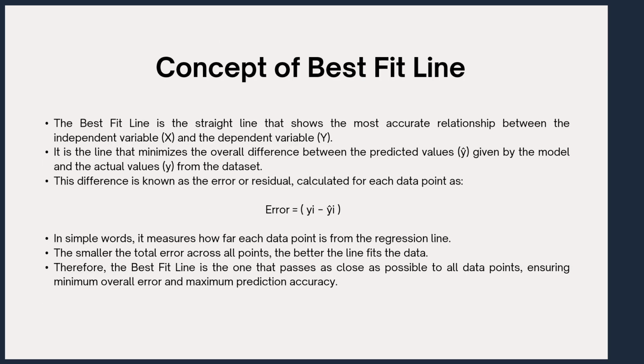Now, what is the best fit line? The best fit line is the straight line that shows the most accurate relationship between the independent variable x and the dependent variable y. It is the line that minimizes the overall difference between the predicted values y cap given by the model and the actual values y from the dataset. This difference is known as the error or residual, calculated for each data point as error equals y n minus y cap n. A good model means these errors are small.